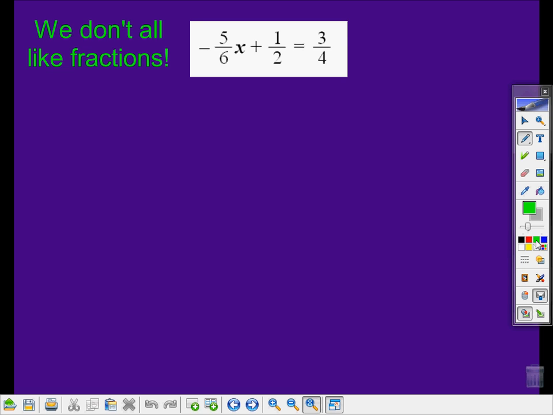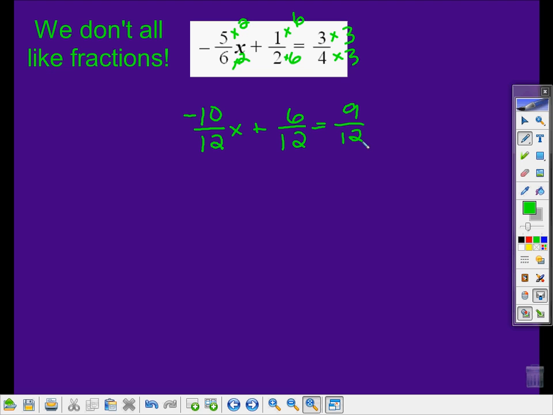So 12 is going to be our common denominator. What are we going to have to multiply the whole first fraction by then? Times 2. What about the second one? Times 6. And the third one? Times 3. When we do that, negative 5 times 2 is negative 10 over 12 x plus, what's 1 times 6? 6 over 12 equals, what are we going to equal? 9 over 12.